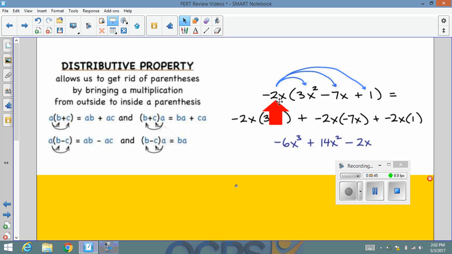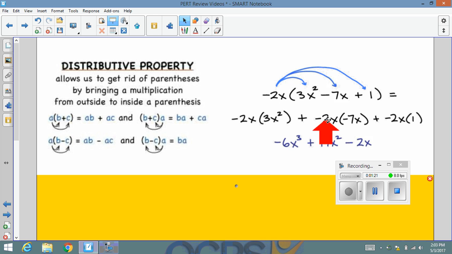We are distributing a negative 2x inside of this parentheses where I have a trinomial, 3 terms. So first I'm going to do negative 2x times 3x squared, negative 2x times negative 7x, and negative 2x times 1. Doing our multiplication, remember you're going to multiply your coefficients. So negative 2 times 3 is negative 6. And you're going to add your exponents. Remember the exponent here is a 1, so 1 plus 2 is 3.